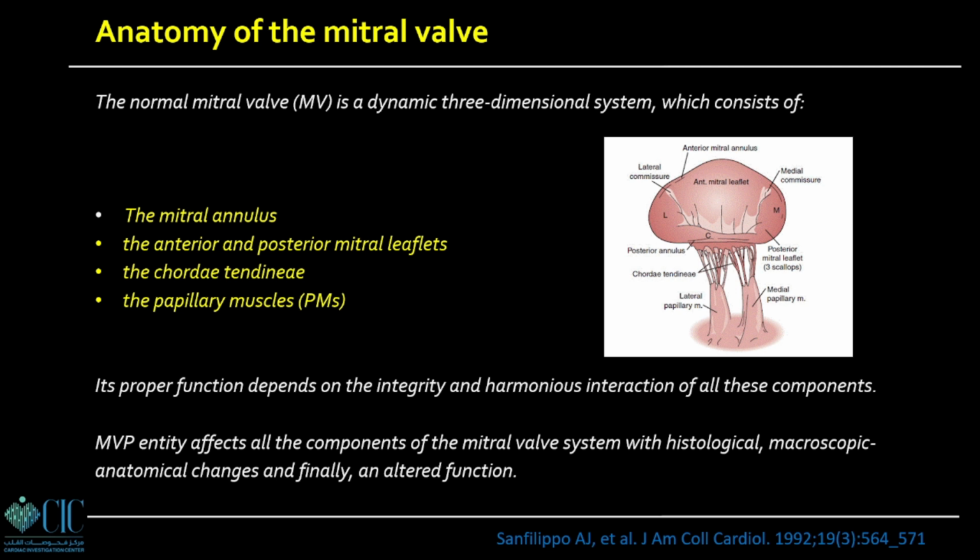So these leaflets, mitral annulus, chordae, papillary muscles, and even the left ventricular wall segments carrying the papillary muscles are part of the mitral valve apparatus. Because simply, and you will agree with me, if everything of the mitral valve is normal, but the LV is weak and dilated, the patient will have mitral regurgitation, right? So LV is considered a part of the mitral valve apparatus, and proper function of the mitral valve needs harmony and integration between all of these components.